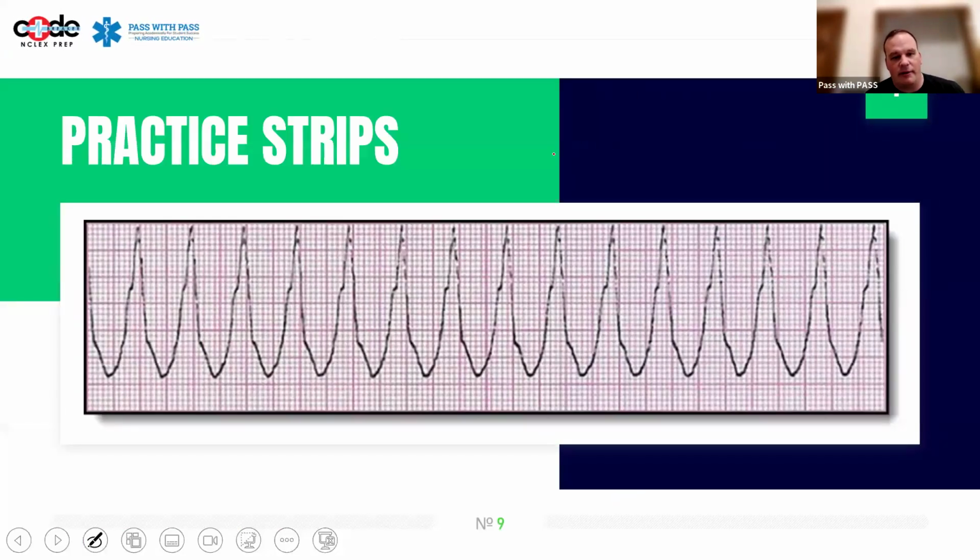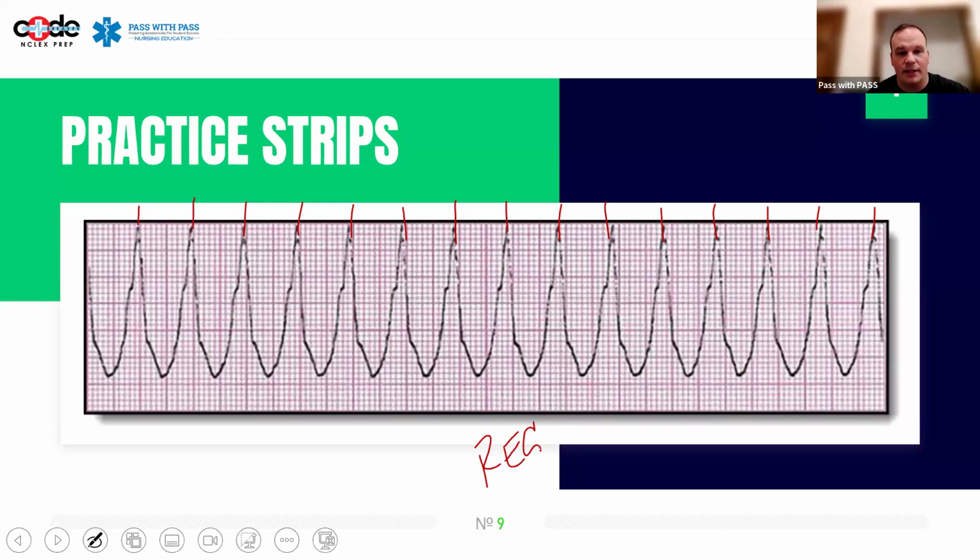All right, so what do we have here? First things first, is it regular? If I mark out my R to Rs, yep, it's looking pretty regular to me. My spacing's all looking pretty regular. So yes, I would say this is a regular rhythm.